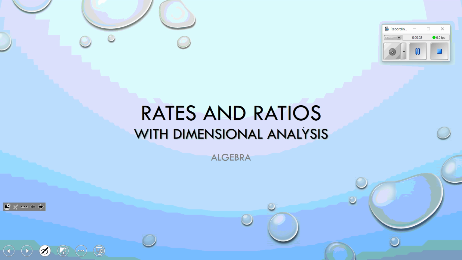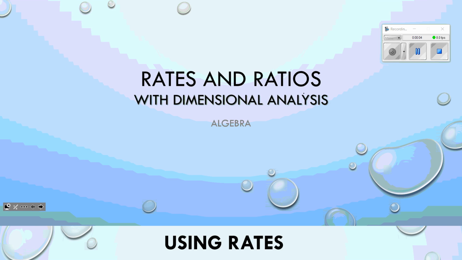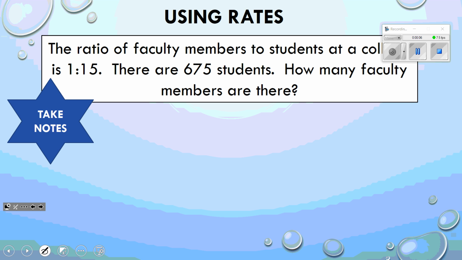Today's lesson is on rates and ratios. So let's look at this scenario. The ratio of faculty members to students at a college is 1 to 15. There are 675 students. How many faculty members are there?